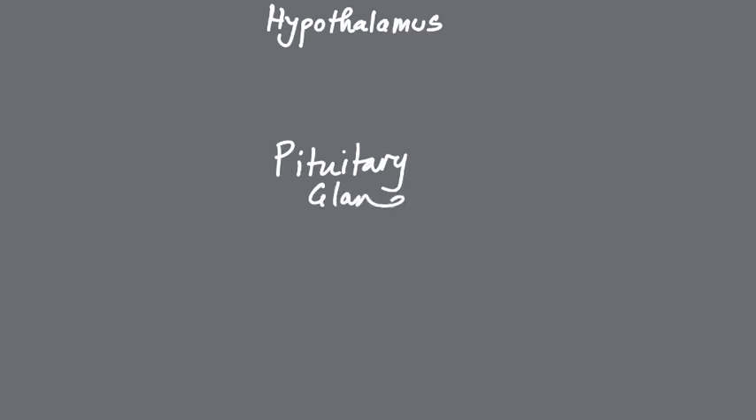The endocrine system plays a very important role in maintaining homeostasis. It does this by negative feedback. So let's take a look at the negative feedback loop between the hypothalamus, pituitary gland, and the thyroid gland.